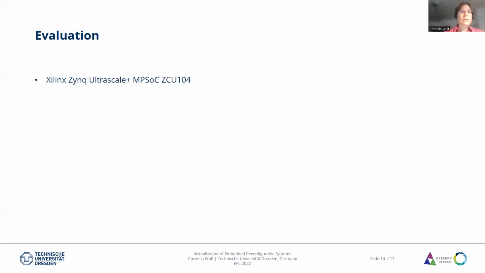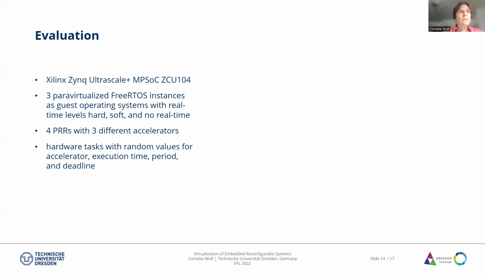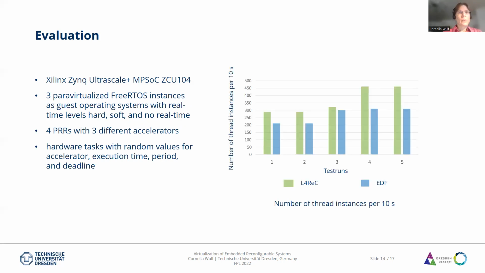We evaluated L4REC on a Xilinx UltraScale+ MPSoC using 3 para-virtualized FreeRTOS instances as guest operating systems, 1 for each real-time level. And on the FPGA, we set up 4 PRRs that can be equipped with 3 different kinds of hardware accelerators. We synthetically generated hardware threads with random values for the accelerator, execution time, period, and deadline. We compared our strategy with an existing strategy that orders hardware threads by deadlines and uses the same mechanisms to reduce DPR latencies, but does not distinguish real-time levels.